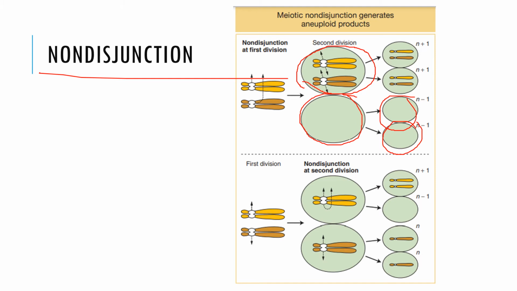In meiotic non-disjunction, the chromosomes may fail to disjoin at either the first or the second meiotic division. Either way, n-1 and n plus 1 gametes are produced. If an n-1 gamete is fertilized by an n gamete, a monosomic 2n-1 zygote is produced. The fusion of an n plus 1 and an n gamete yields a trisomic 2n plus 1.